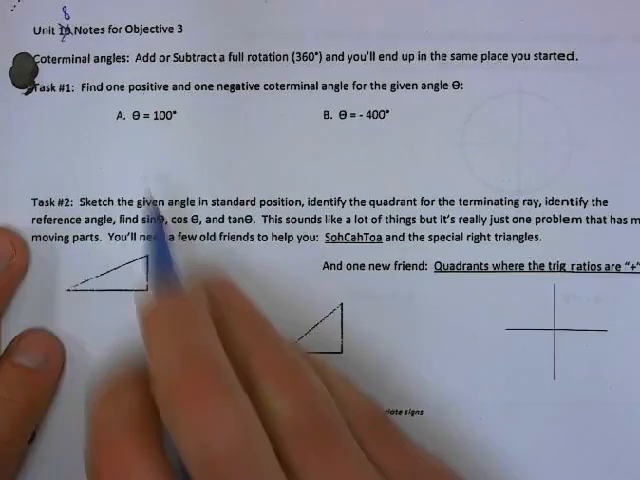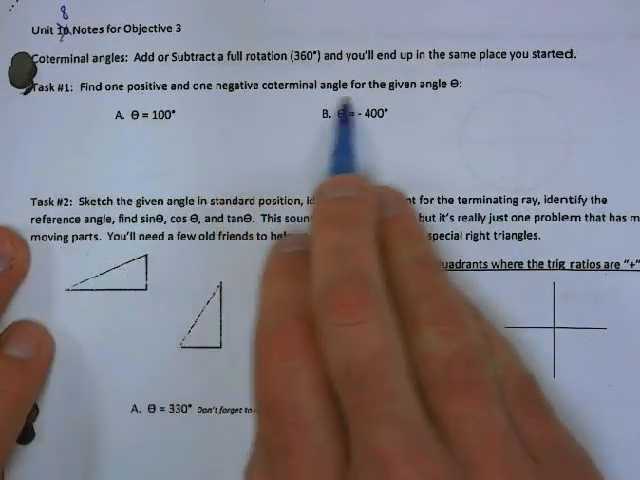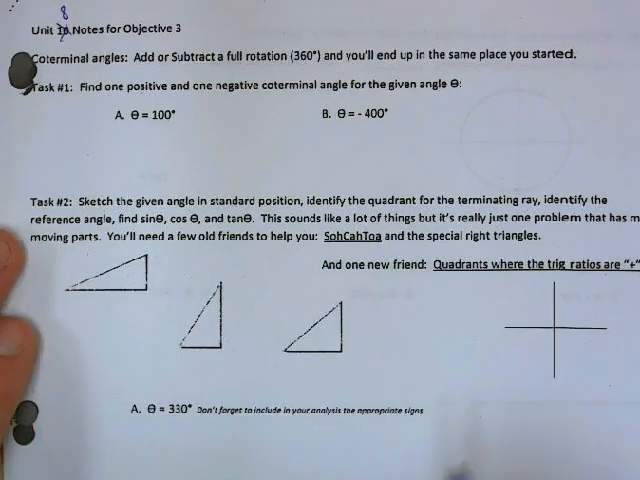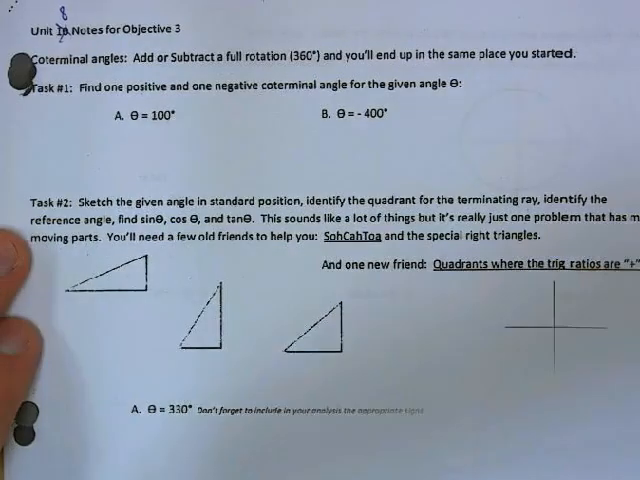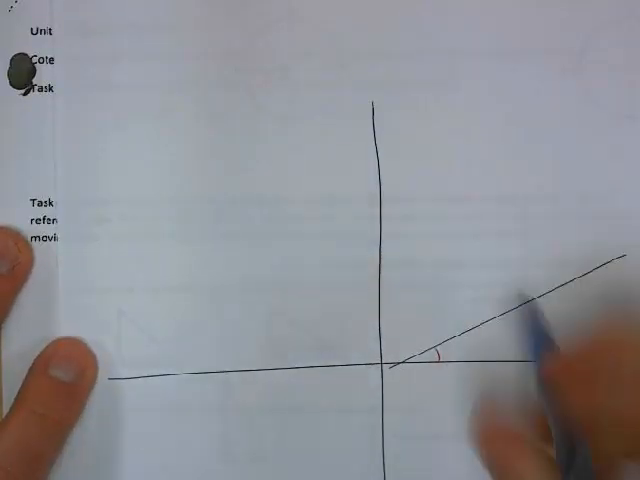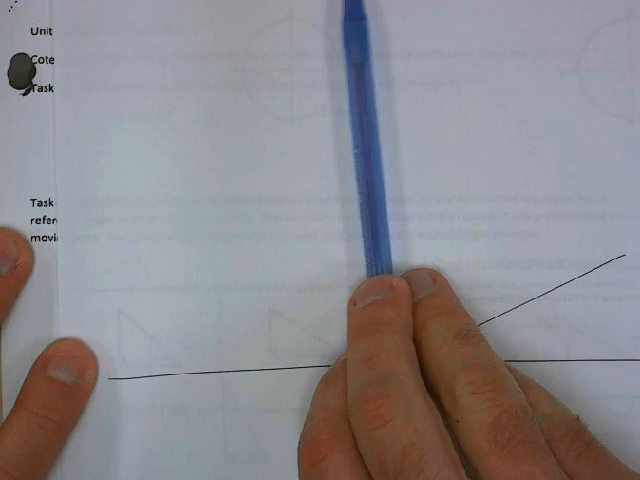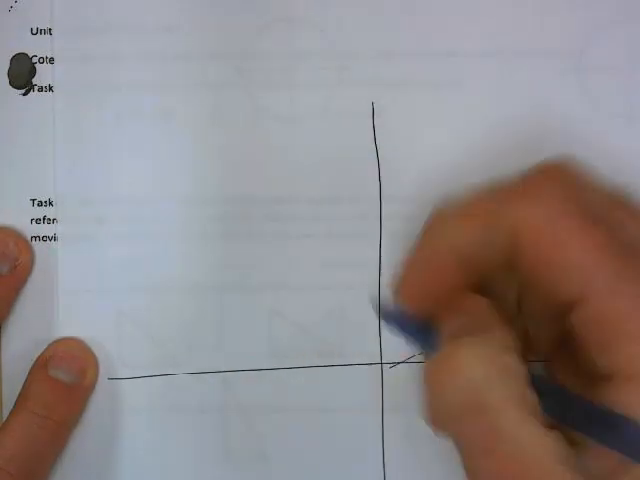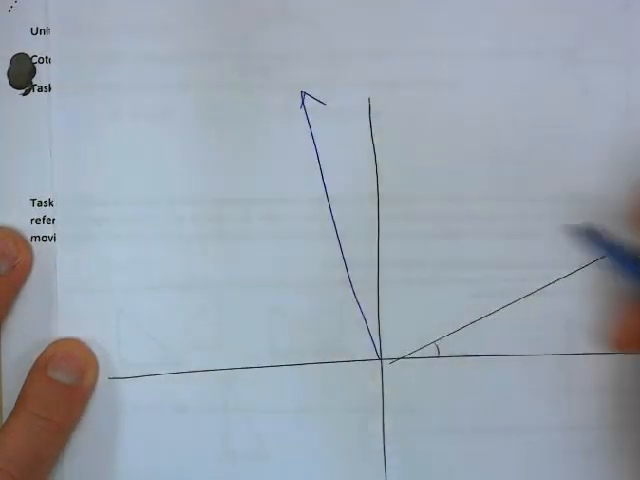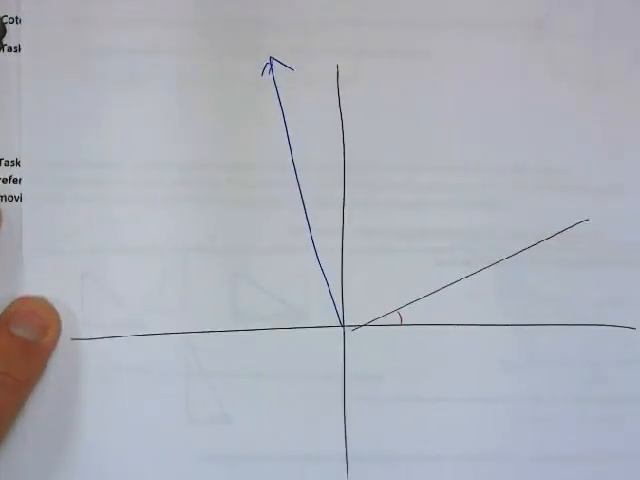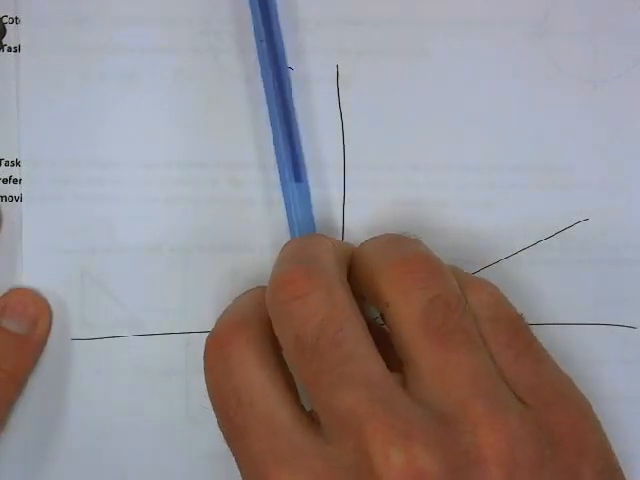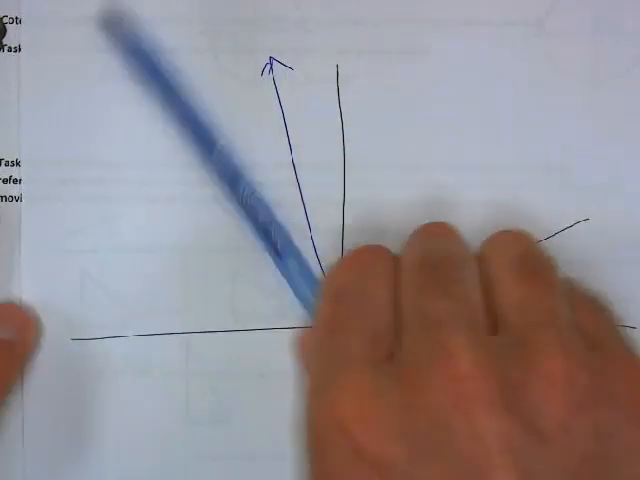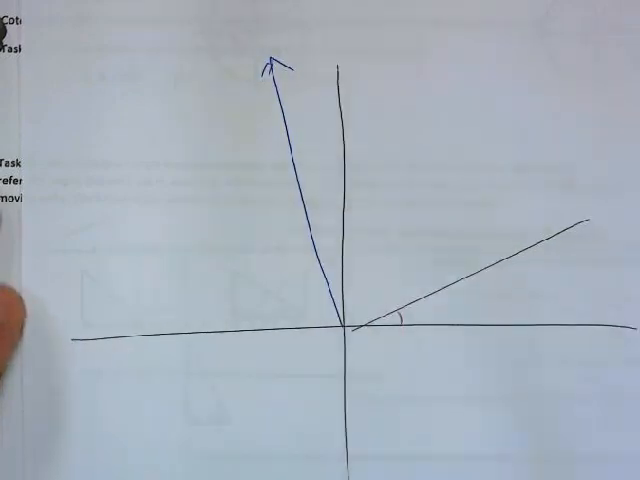So task 1: find one positive and one negative coterminal angle for the given angle theta. If our angle is 100 degrees, looking at my little chart here, 90 degrees would be straight up, and then 100 degrees just a little bit past that. So this would be a 100-degree angle. Well then how do I get a coterminal angle to that ray? I can either add 360 degrees or subtract 360 degrees, and I'll end up in that same spot.